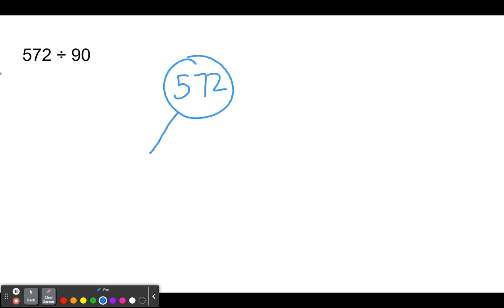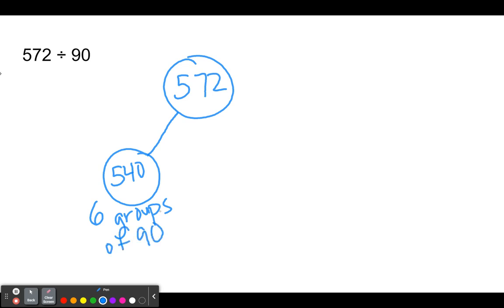And I know if I were to split my numbers up, I have 540, which is the same as 6 groups of 90. Now, if we have 540, that's going to give us a remainder of 32. So sometimes this may help us with mental math or just thinking about it as a number bond. 6 groups of 90 is going to give us 540, and that'll leave us with 32 left over.